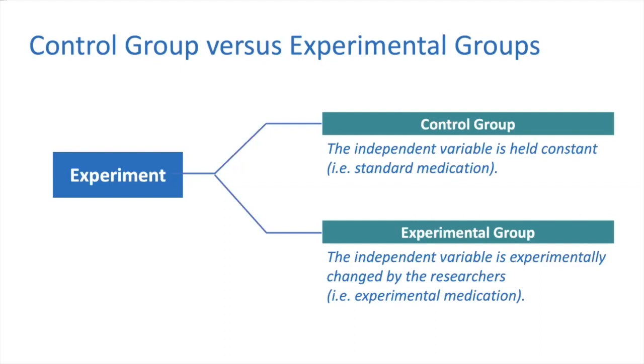For this example, if the control group is getting the standard medication, we're going to experimentally manipulate the medication so the experimental group is getting the experimental medication. This one independent variable is what differentiates the control group from the experimental group.